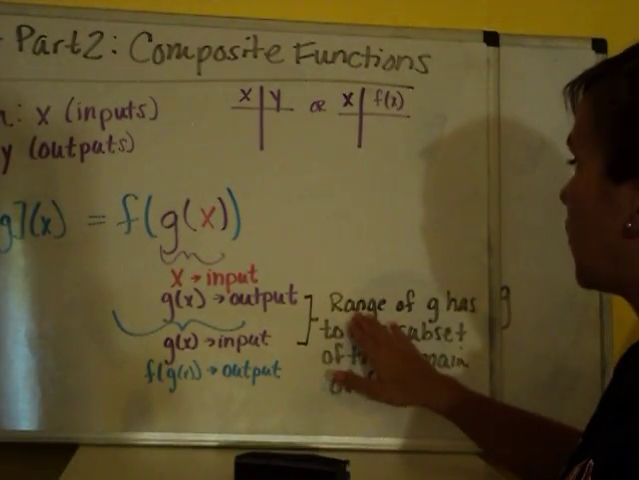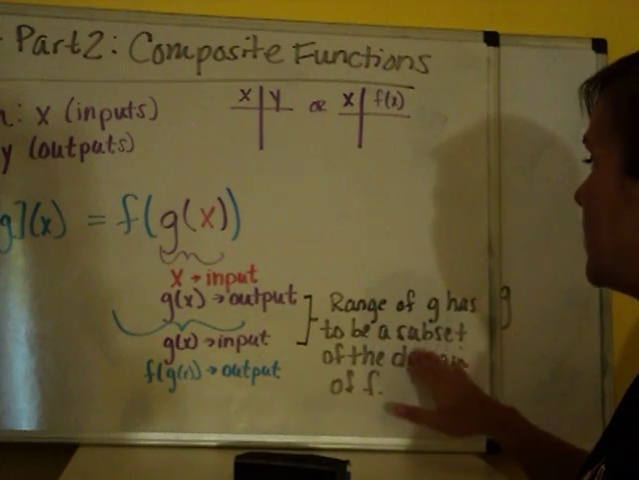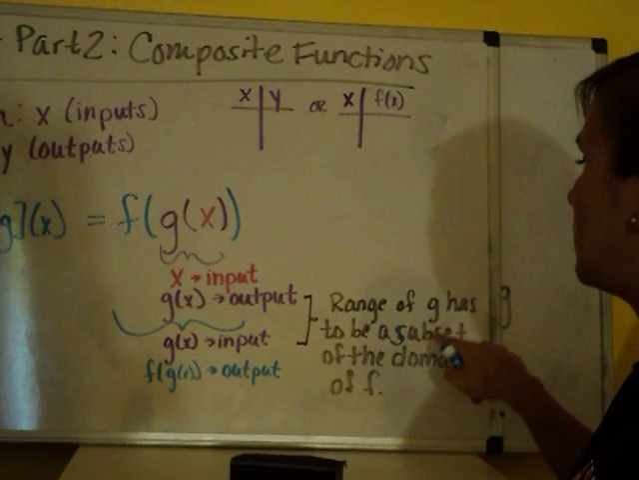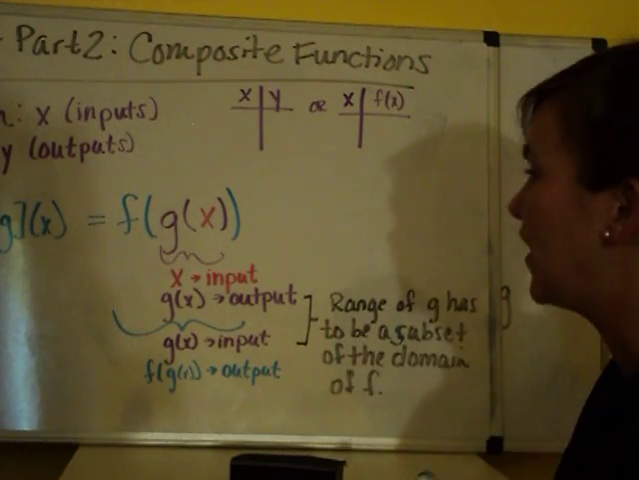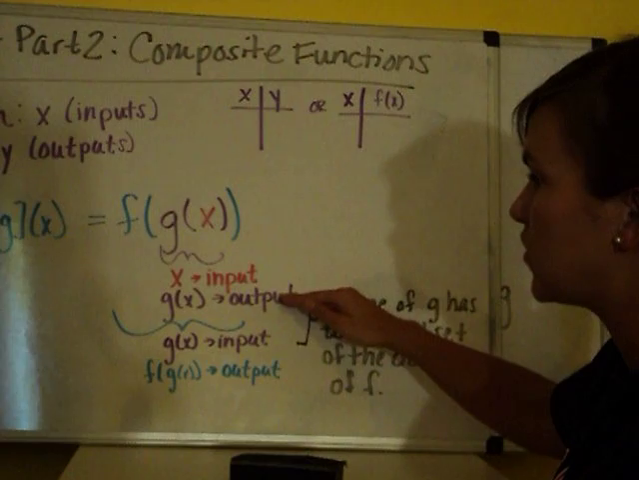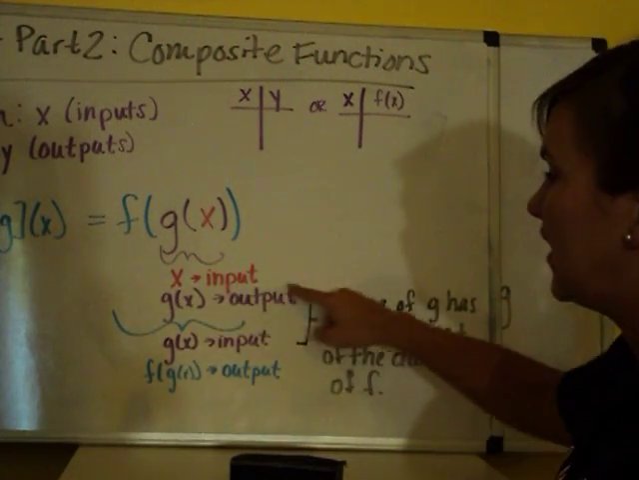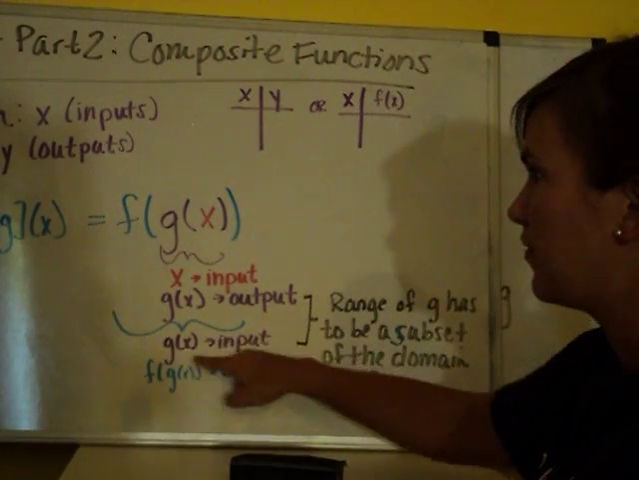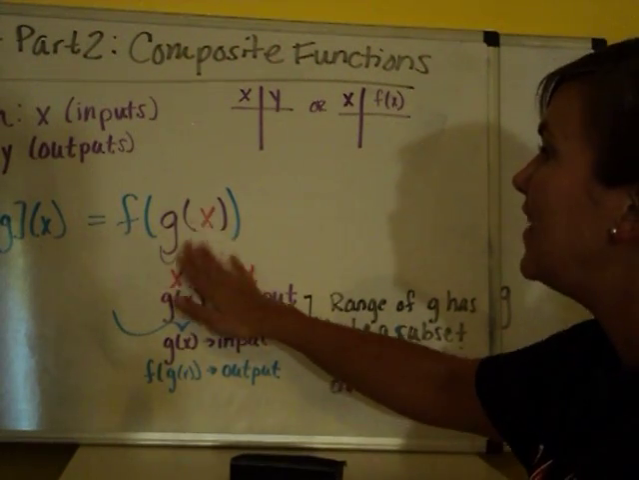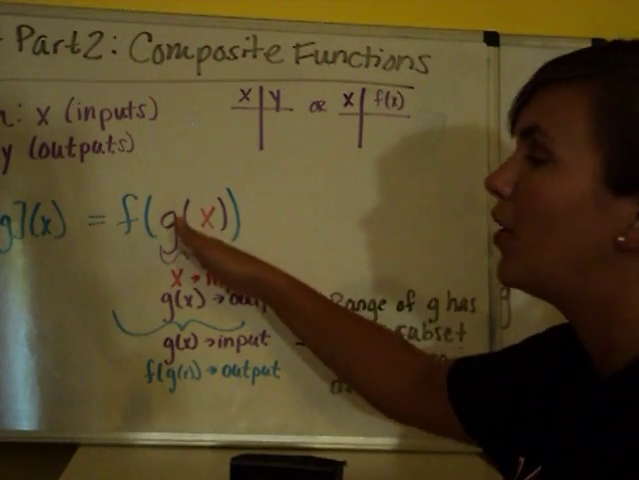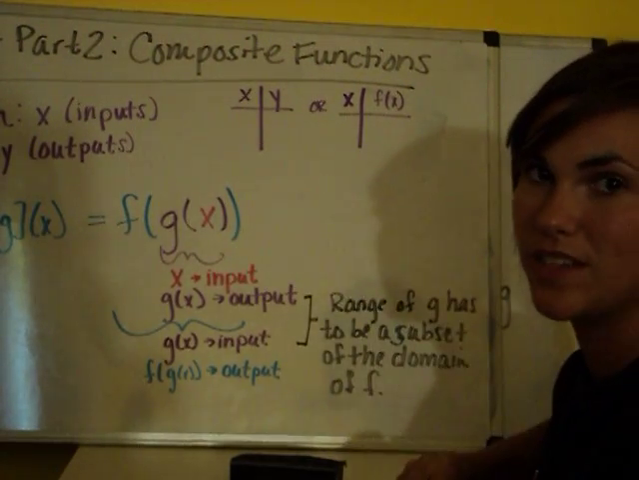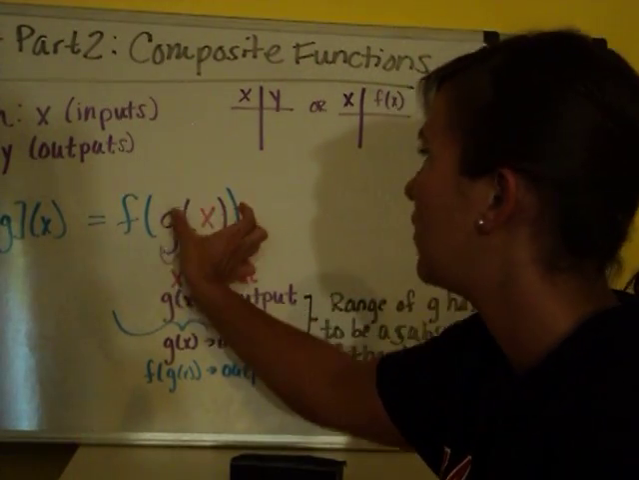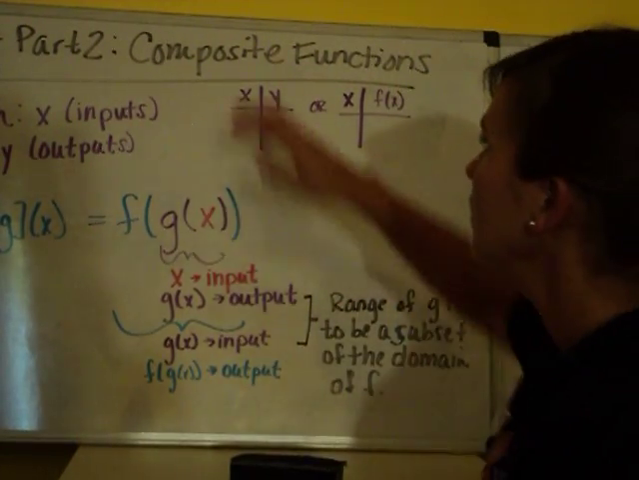And that is what it means when the range of g has to be a subset, that's an s, I don't know if you can tell, of the domain of f. So here the range, this is when it's a y, the range of g has to be within the domain of f. So the outputs of g have to be able to be put into the inputs of f, is basically what it's saying. And this is why, because you have input, output, output.